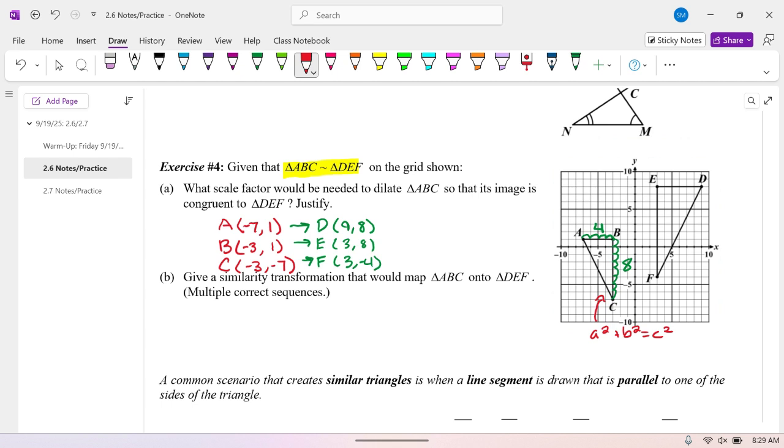All right. So I want to find the corresponding side lengths. So AB corresponds to DE. So if I count, that's 1, 2, 3, 4, 5, 6. And then EF would be 1, 2, 3, 4, 5, 6, 7, 8, 9, 10, 11, 12.